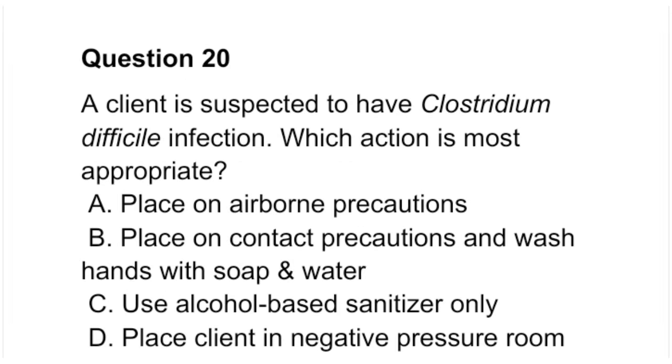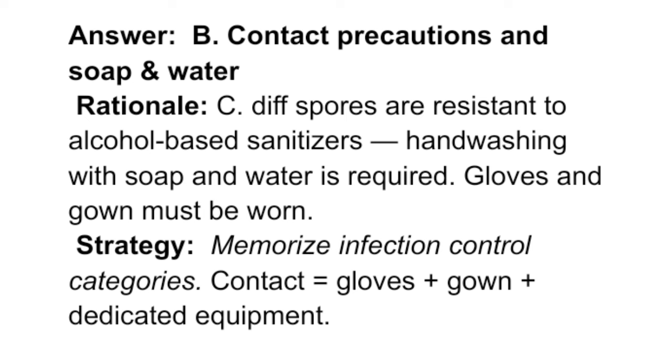Question 20. A client is suspected to have Clostridium difficile infection. Which action is most appropriate? A. Place on airborne precautions. B. Place on contact precautions and wash hands with soap and water. C. Use alcohol-based sanitizer only. D. Place client in negative pressure room. Answer, B. Contact precautions and soap and water.